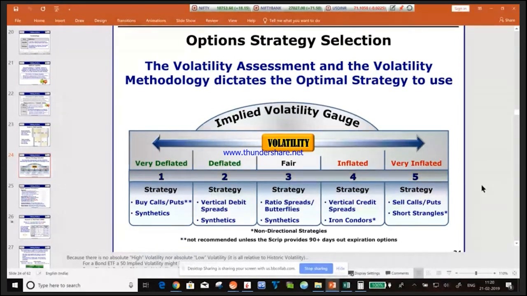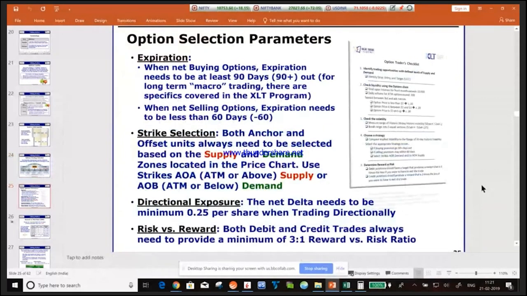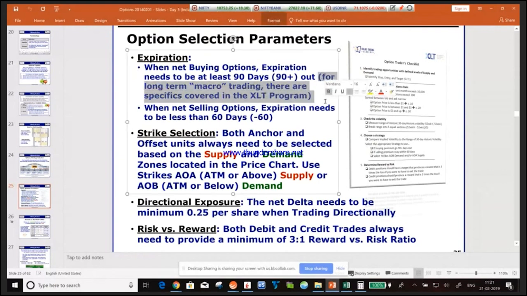Alright. Now, let's get into option selection parameters. Expiration. When net buying options, expiration needs to be at least 90 days out for long-term macro trading. There are specifics covered in the XLT program. Now, this is not applicable in India because we do not have long-term options.